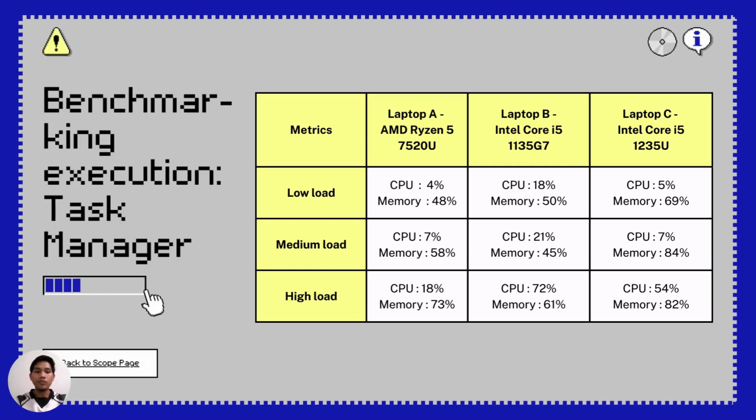Next, we go to the benchmarking using Task Manager. Here, we run different apps, the same apps for the three laptops. For the low load, we run Microsoft Word and Task Manager. So this is the result for laptop A.